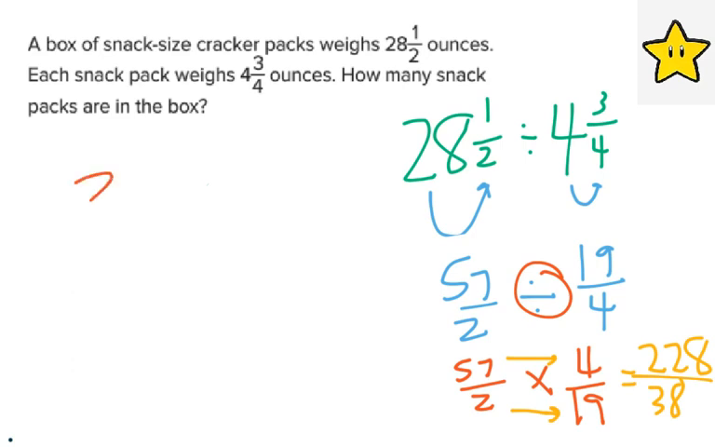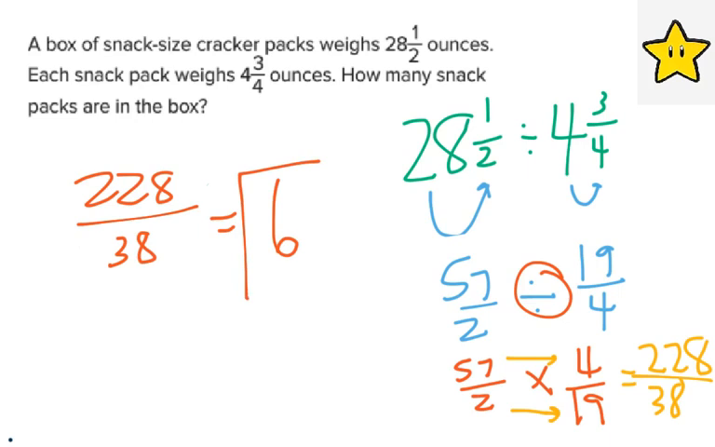So 228 over 38. We want to see how many times 38 can go into 228. Let's see. It can go in perfectly 6 times. I just did 228 divided by 38 to get 6. Okay, so your answer here is 6 snack packs. That's how many snack packs can fit in the box.